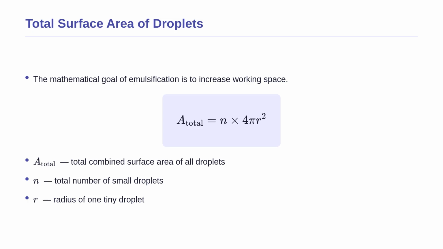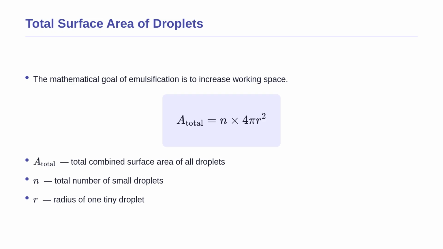Now that we know emulsification increases surface area, let us look at the mathematics behind it. We can calculate this massive increase using the geometric formula for the surface area of spheres. The formula is A total equals n times 4 pi r squared. Here, A total represents the total combined surface area of all the newly formed tiny fat droplets. The symbol n stands for the total number of these small droplets.